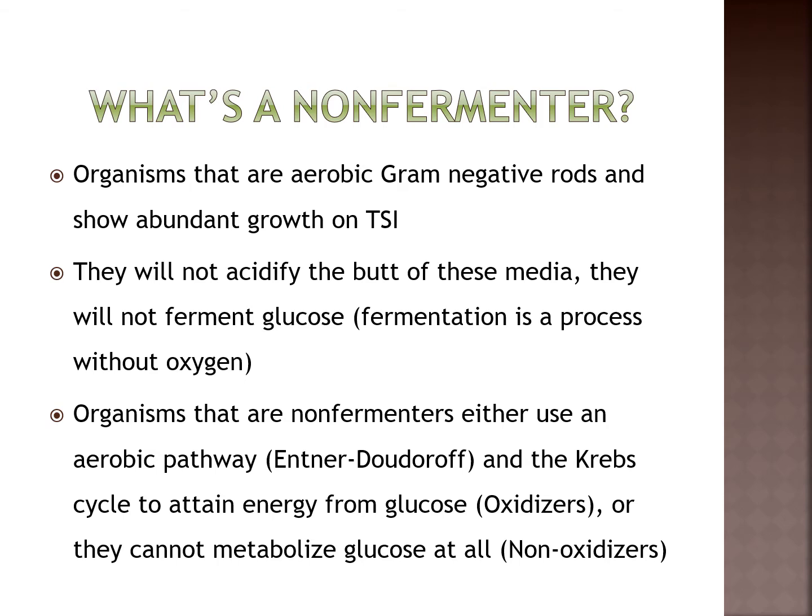Organisms that are non-fermenters either use an aerobic pathway, the Entner-Doudoroff pathway, and the Krebs cycle to attain energy from glucose if they are oxidizers, or they cannot metabolize glucose at all and they are non-oxidizers. So our non-fermenters are either oxidizers, non-oxidizers, or asaccharolytic.